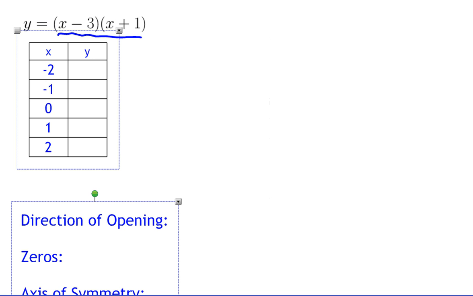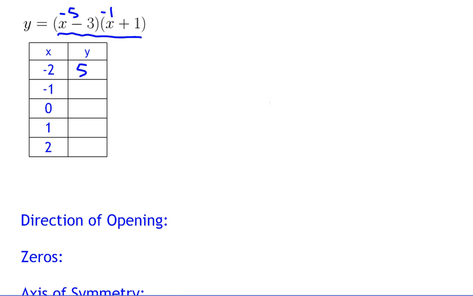So negative 2 take away 3 is negative 5. Negative 2 plus 1 is negative 1. And then we're going to multiply a negative 5 by a negative 1 to get positive 5. Substitute a negative 1 into that equation.